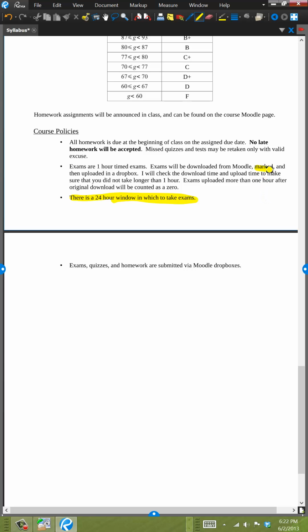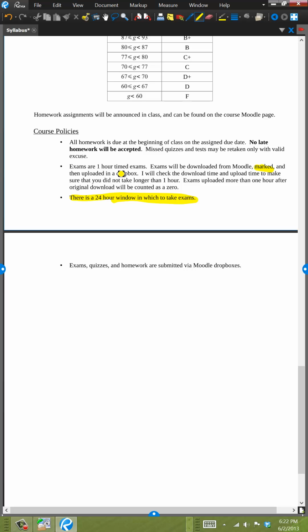When I say marked, I mean you will write on the exam. So you'll download it, you'll print it, you'll write on it, you'll scan it, and then you'll upload it to a Dropbox on Moodle. I'll check and make sure that you don't take more than an hour to get all of this done.